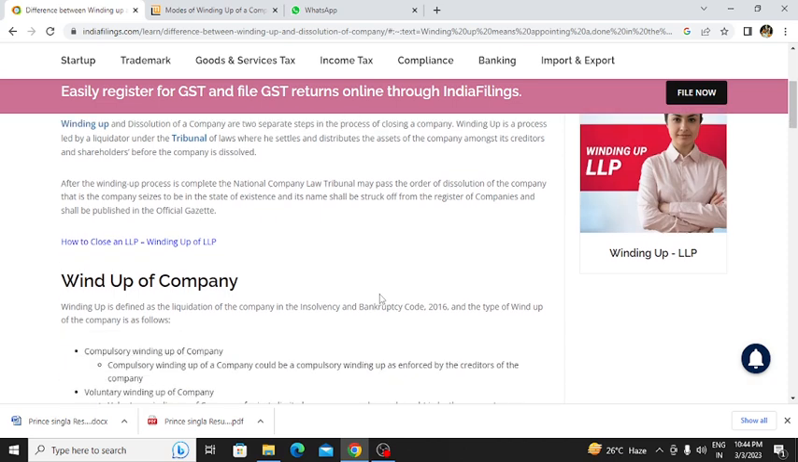So after the winding up process is complete, the NCLT, the National Company Law Tribunal, passes the dissolution of the company, and the company ceases to be in existence. The powers of the company cease and it is struck off from the ROC, right, and this shall be published in the official gazette.